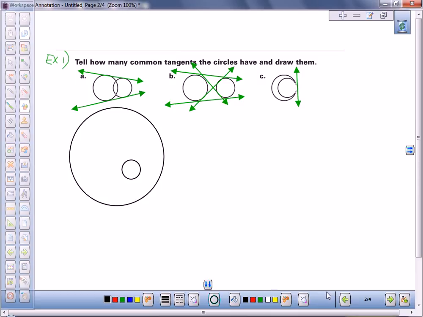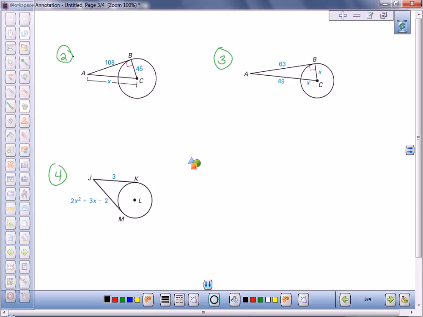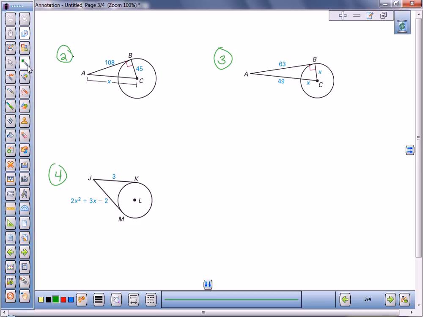All right, any questions on common tangents? I will answer on Monday. Take a look at this and do the best you can on today's assignment. Let's take a look at our algebraic examples.